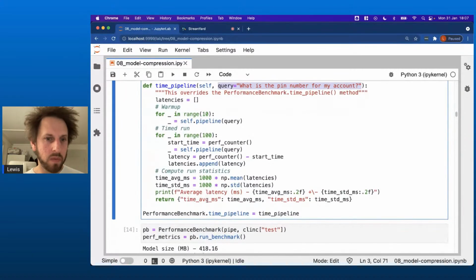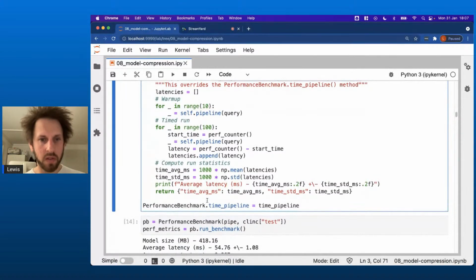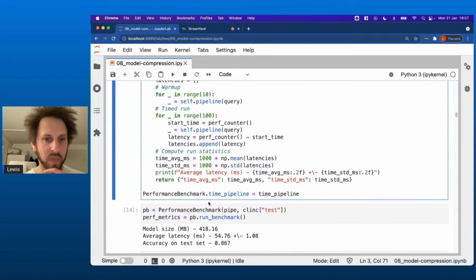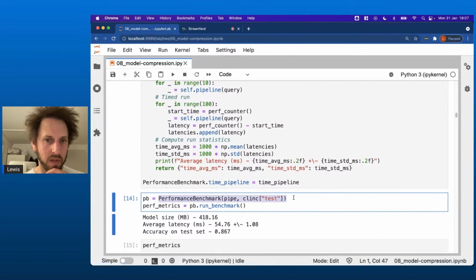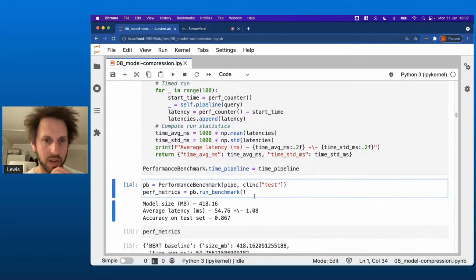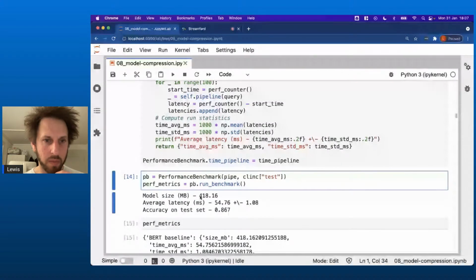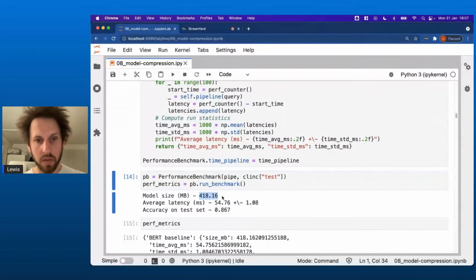And once we have those 3 dimensions of how big the model is, how long it takes to run, and what the accuracy is, we can feed it this baseline that we have, which is just this BERT model. We feed it the test set from the dataset. And you can see here that BERT base on disk is around 420 megabytes, the average latency is like 54 milliseconds, and the accuracy is like 86, 87%.